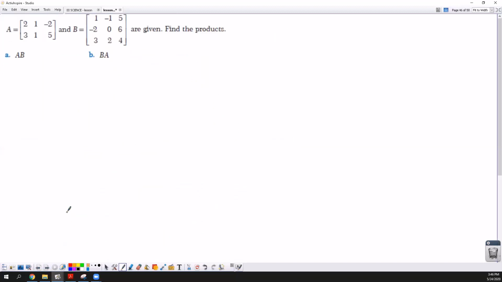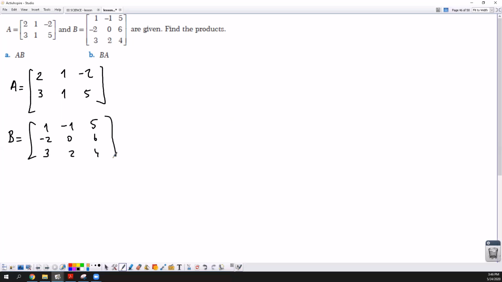Let's take a look at slightly different problems here. The matrix A and matrix B are given, and we are going to find their products. To get A times B, the matrix A has the entries 2, 1, -2, 3, 1, and 5. And the matrix B is going to be 1, -1, 5, -2, 0, 6, 3, 2, and 4.